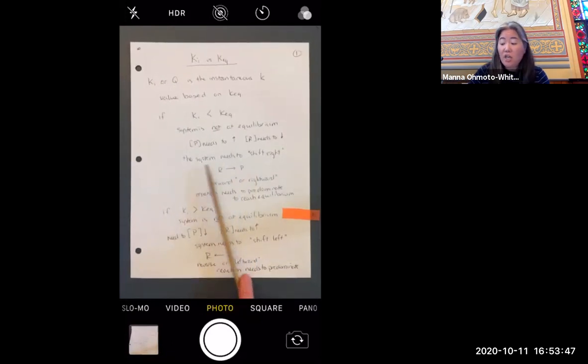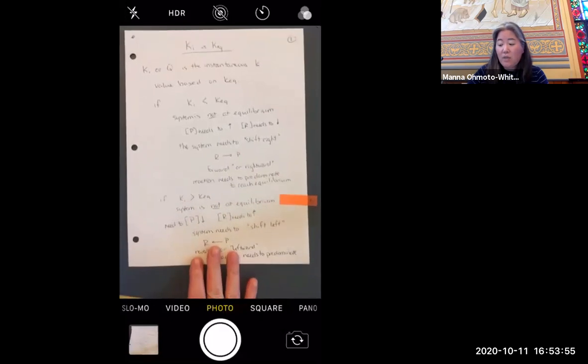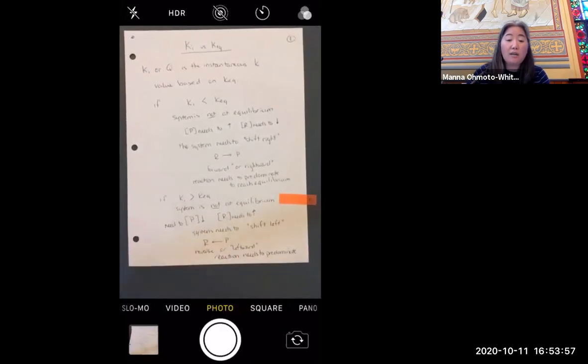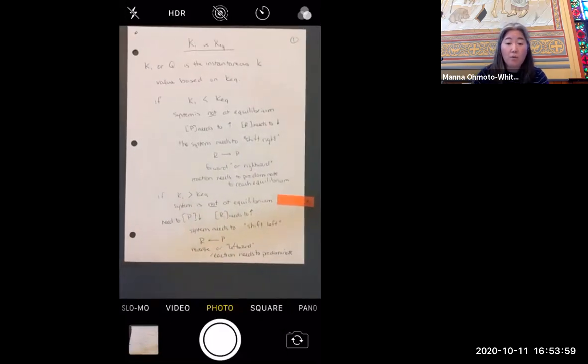And we call this a system needing to shift right. So shifting right just means I need to take my reactants and create more products. It's another way of saying I need to drive the reaction forward more than backwards, and that forward reaction needs to predominate to reach equilibrium. So shifting right means I don't have as much product as I need, so I need to create more products and I need to lose my reactants. So remember that the products come from the reactants.